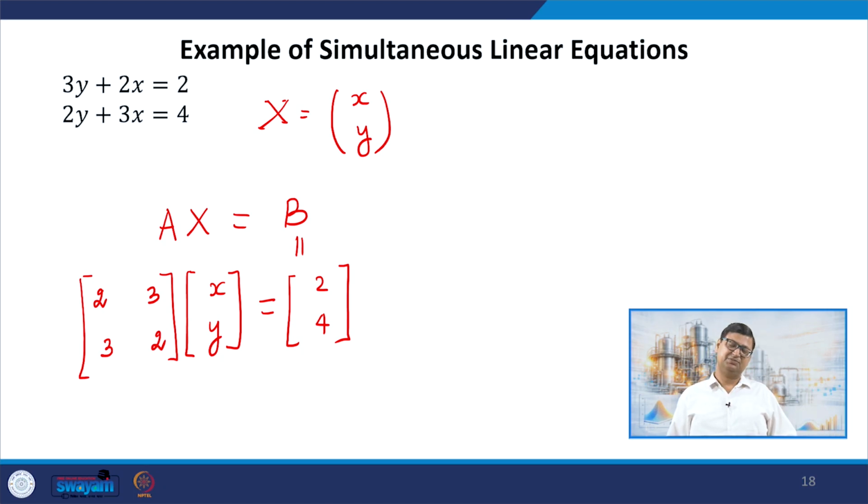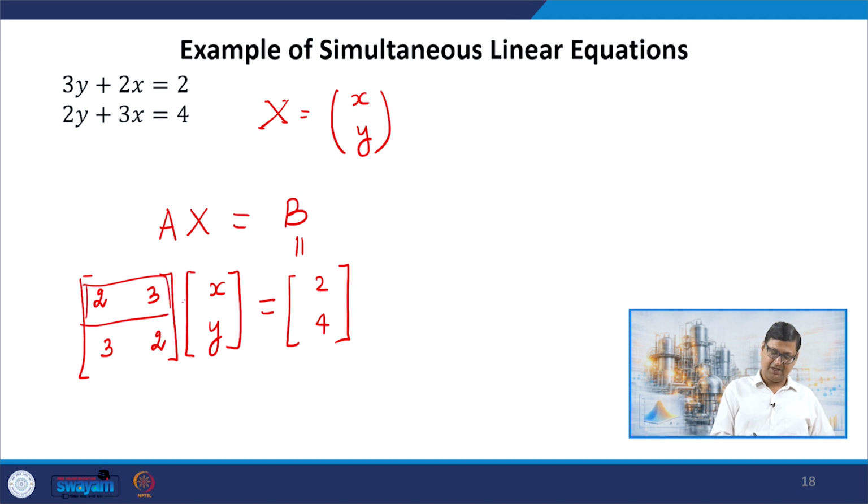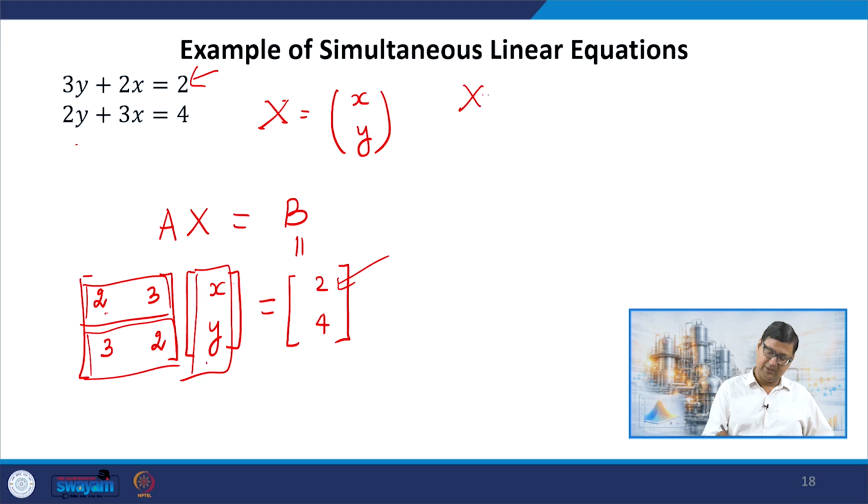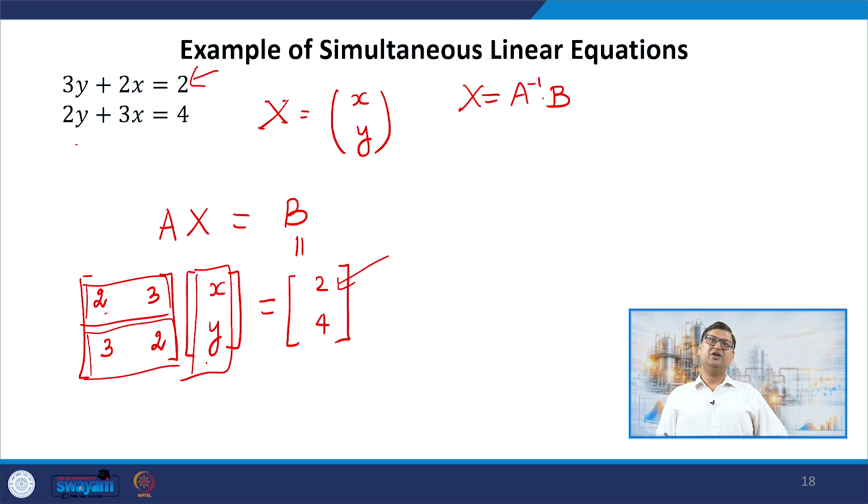You see, by matrix multiplication, we multiply rows with columns, right? So in this case, the first row I will multiply with the only column here, and we get 2x plus 3y, which is my first equation, that is equal to 2. And then I multiply the second row with the same column x, y, and we get 3x plus 2y is equal to 4, right? How do I solve it? I do it by doing x equal to A inverse of b. And now the question is, how do I find A inverse?